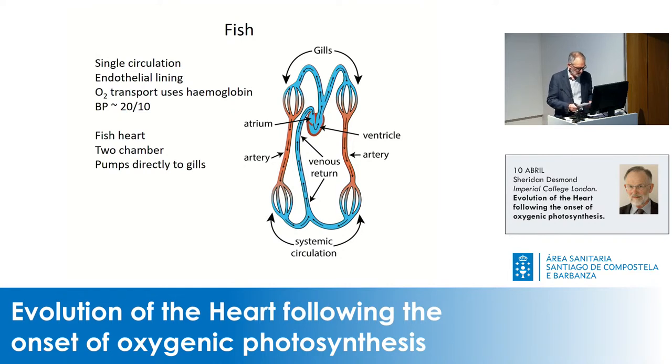The lower energy of fish means that they can function with a lower blood pressure of 20 over 10. And this also explains why fish hearts can pump blood directly to the gills without harming their capillaries.